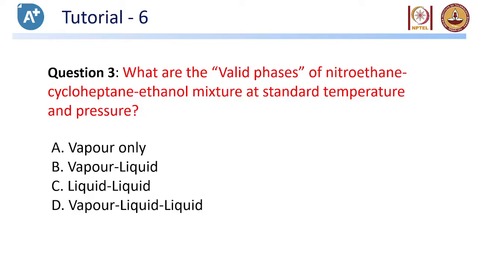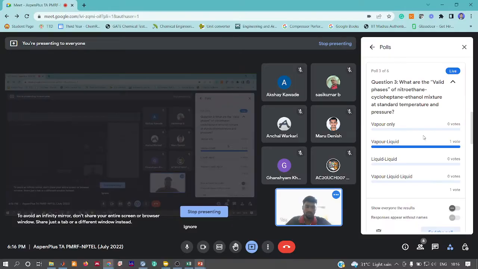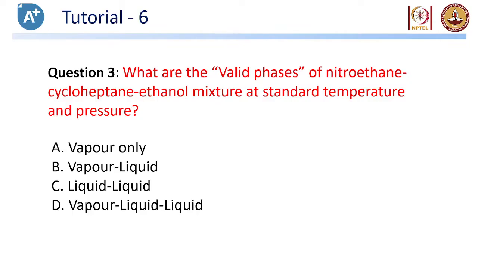Yeah. Given the mixture of 3 components, how do we identify the valid phases? In this case, the question asked is, what are the valid phases for this given mixture? This example is actually taken from the professor's lecture, so that's the reason why it's directly asked over here. So if you had followed the lectures, then you should be able to answer this question.